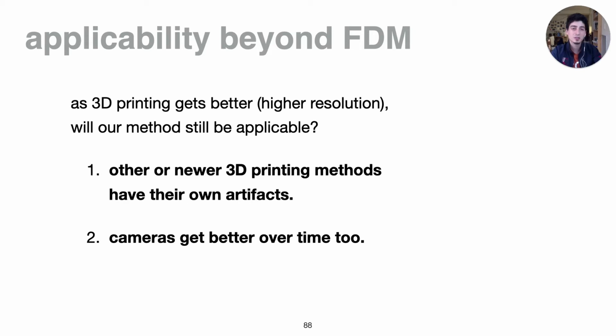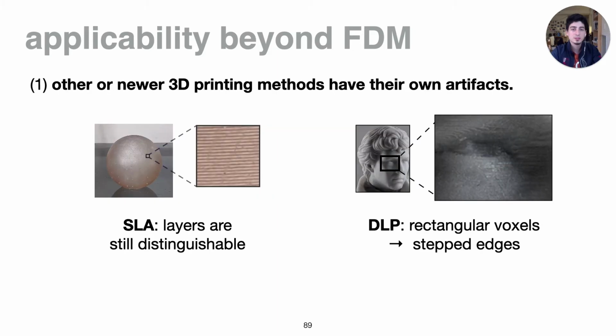An interesting discussion for future work is whether GID will still apply to newer and higher resolution 3D printing technologies. For this, we looked into SLA and DLP printing, and yes, these also have their own artifacts. As you see on the left, although SLA achieves better resolutions than FDM, individual layers can still be distinct. On the right, you see how in DLP printing, the projected pattern creates rectangular voxels that cause the edges to look stepped. Further, most printing methods use infill, so the general idea of varying the infill still applies. We therefore think that our method will stay relevant.